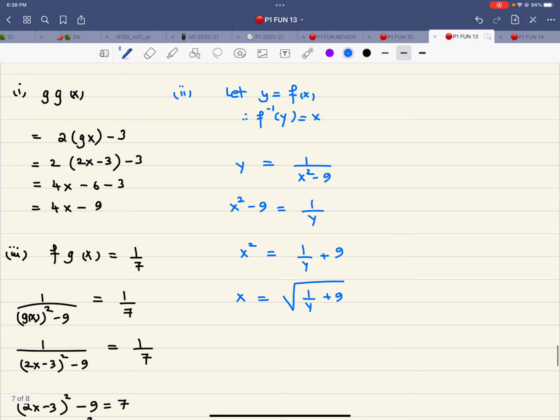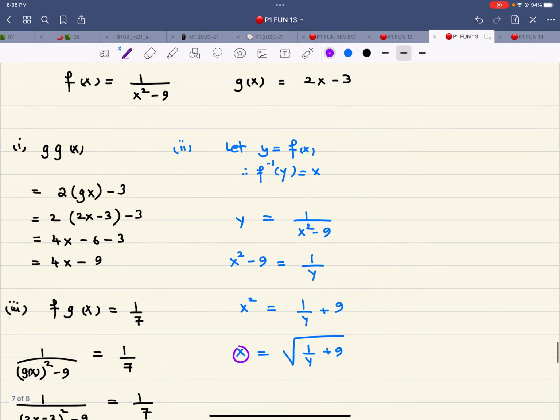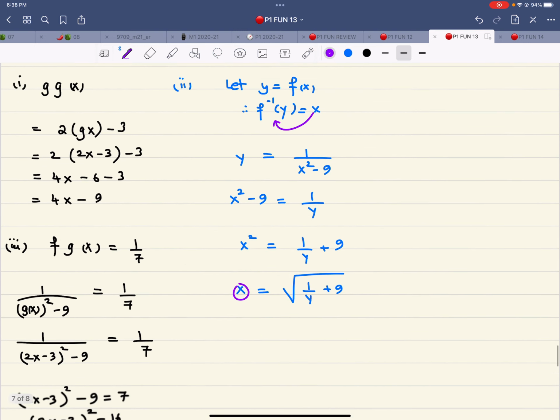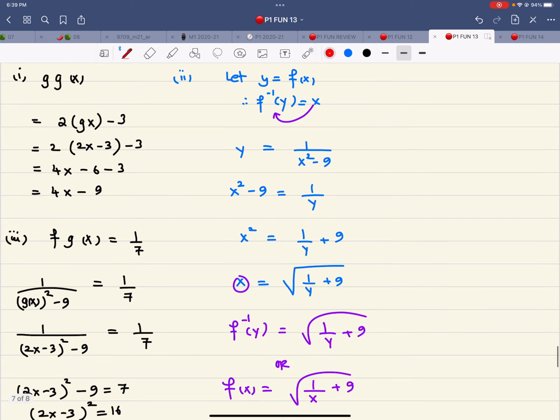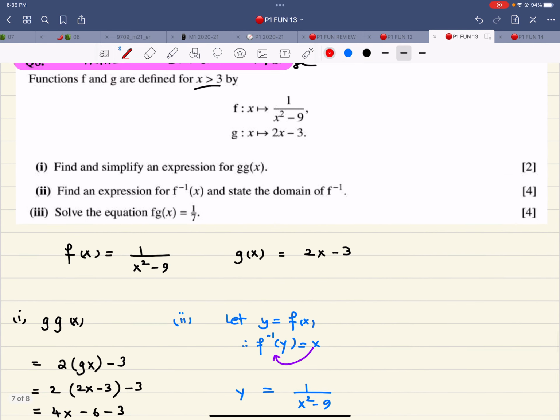But remember, x equals f inverse of y. So therefore, f inverse of y equals the square root of 1 over y plus 9, or f inverse of x equals the square root of 1 over x plus 9. Now there is another thing that some people might have missed. Whenever you take a square root, there is a positive or a negative sign.